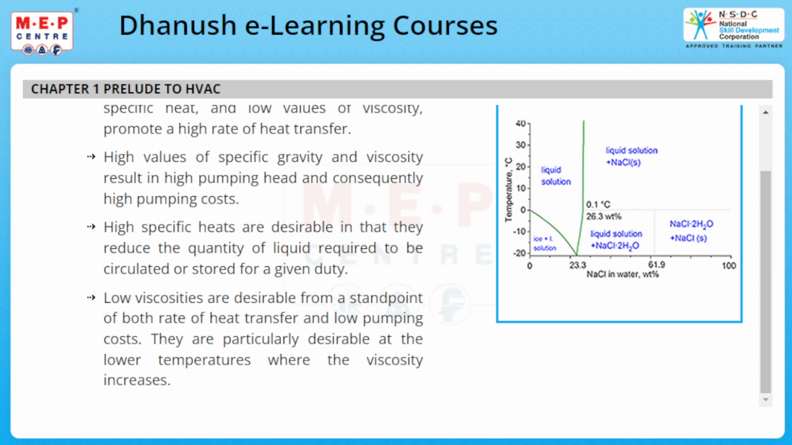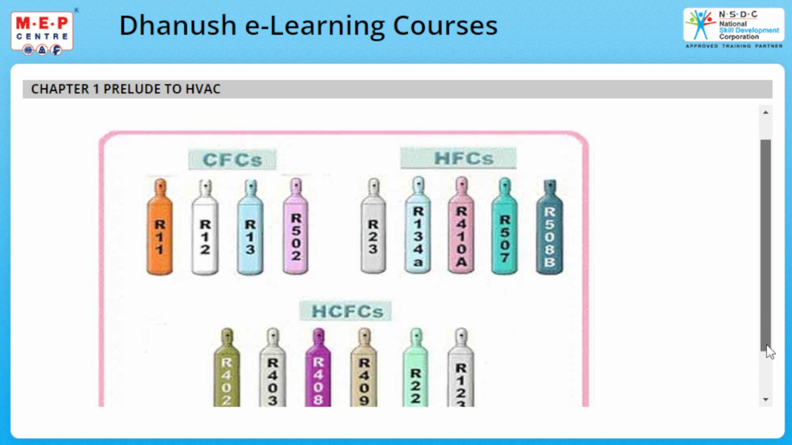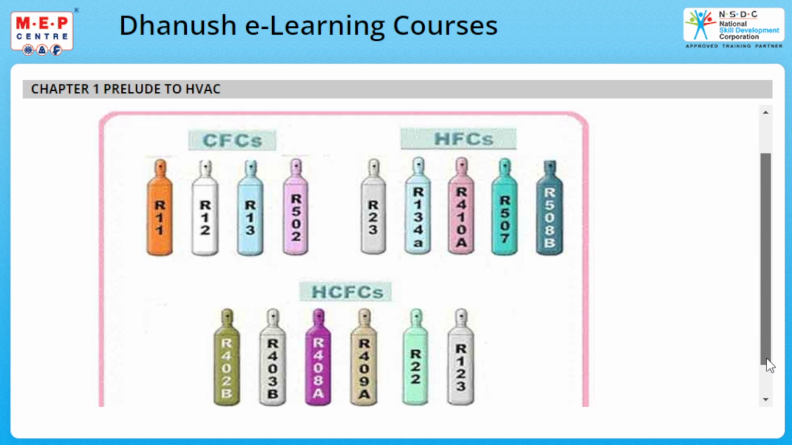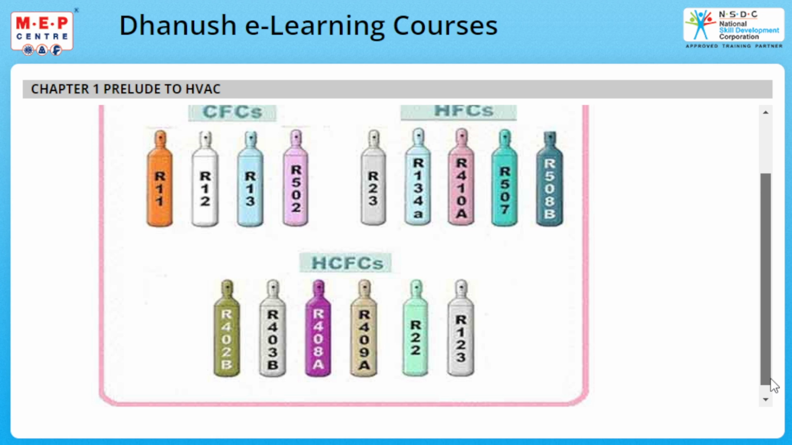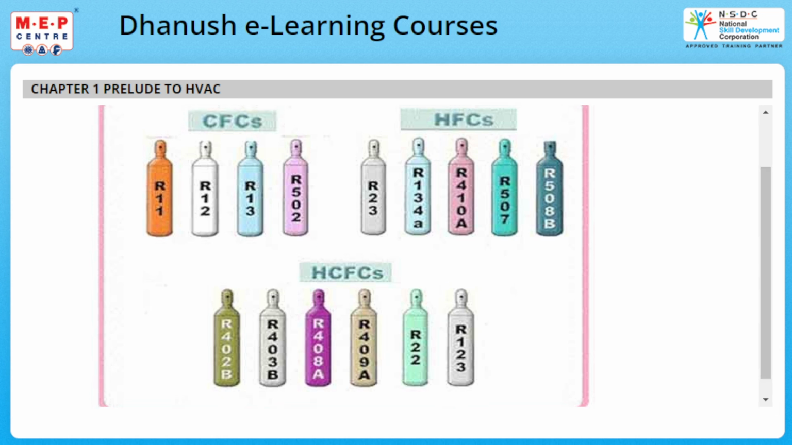Let's understand the color codes of cylinders. Given here are refrigerants with specific cylinder colors as per ASHRAE Standard 34. CFCs refrigerants: R11 orange color cylinder, R12 white color cylinder, R13 light blue, R502 light purple color cylinder.